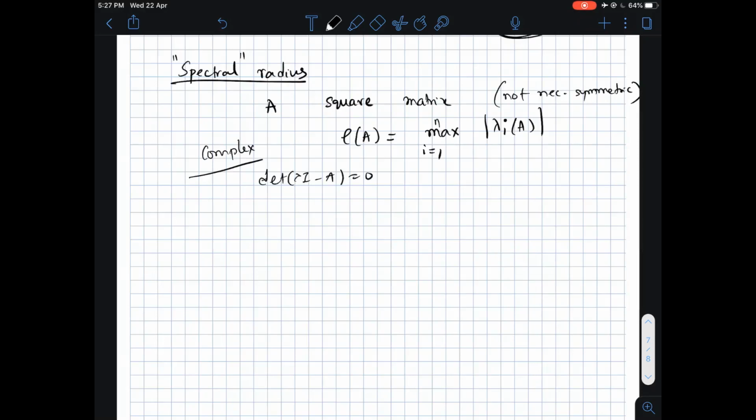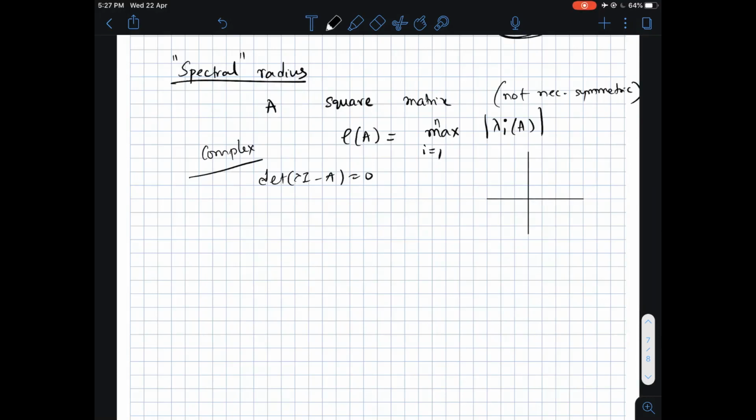In general, you will get the characteristic polynomial, right? det(lambda I minus A) equal to 0. The polynomial can have complex roots. If your matrix is symmetric, it will not have complex roots. It will only have real roots, I mean. But in general, it could have complex roots if A is not symmetric.